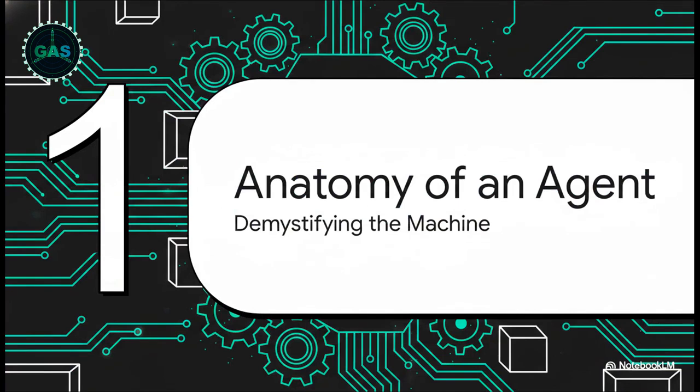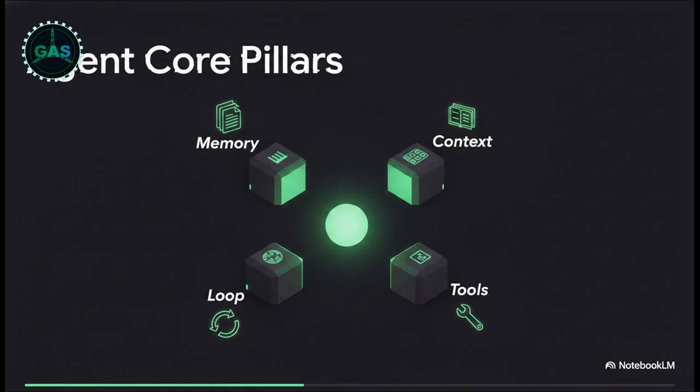Okay, let's dive into this. Part 1. Anatomy of an agent. Demystifying the machine. We are going to strip away all that intimidating technical jargon and just look at the core building blocks of an agent. Because honestly, once you actually understand its anatomy, building one becomes incredibly straightforward. At its core, an agent is built on just 4 functional pillars. That's the whole shebang. First, there's memory.